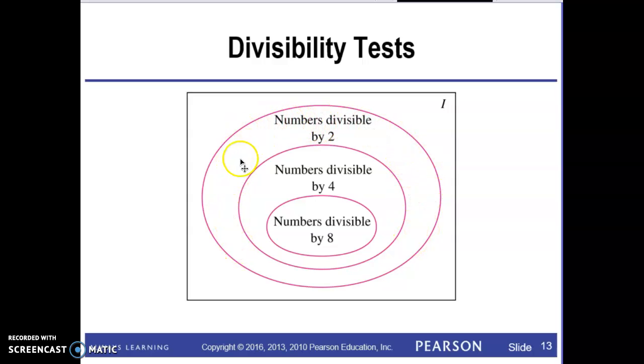The 8 circle is completely contained in the 4 circle, which means that for all of these numbers out here, these numbers were yes for 2, 2 divides these numbers, but they were no for 4, right? So yes does not carry, but no carries. These numbers out here that were not divisible by 4 are automatically not divisible by 8 because the 8 circle is inside of the 4 circle.